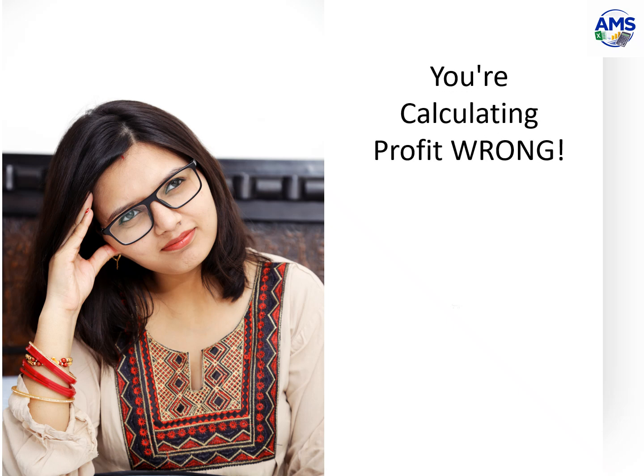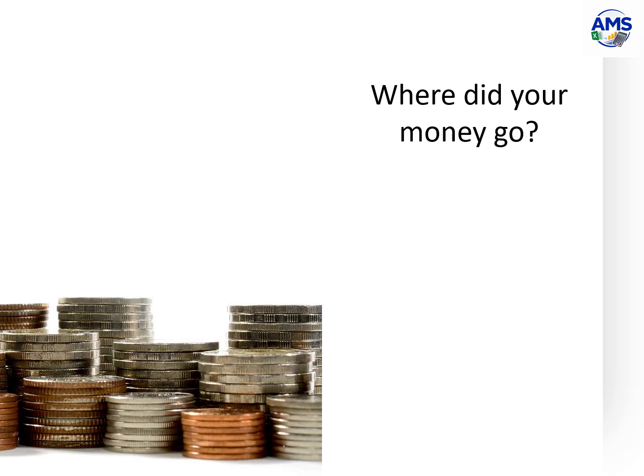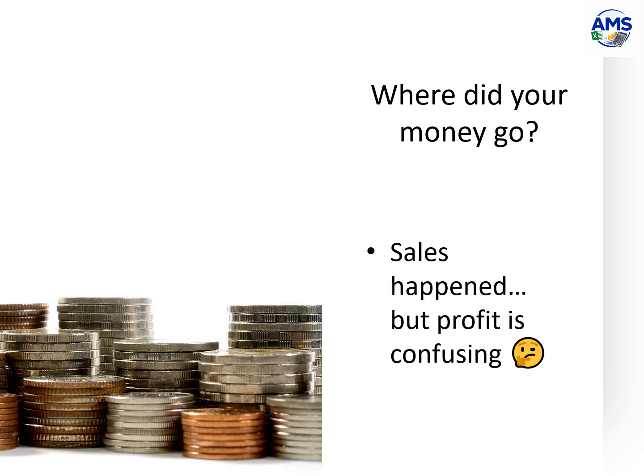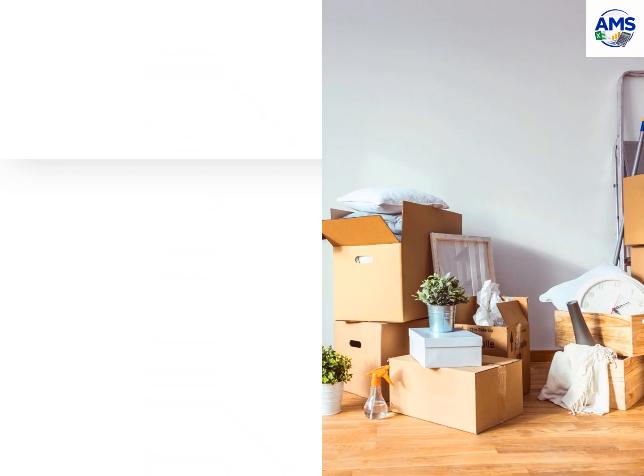Most beginners think profit is just one number, but there are two types, and if you don't understand this, you could lose money without knowing. Profit is the money your business keeps after making sales. But there are different types of profits, and that is where most beginners get confused. We have gross profits and net profits.